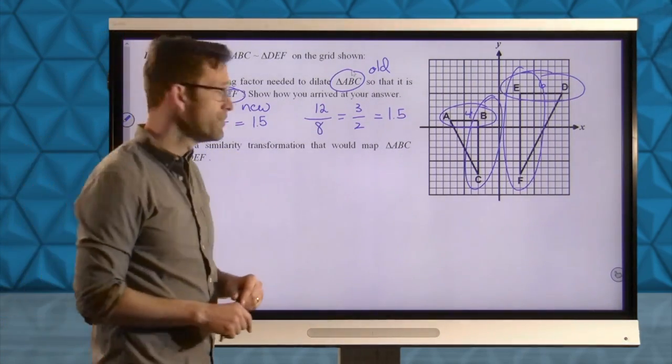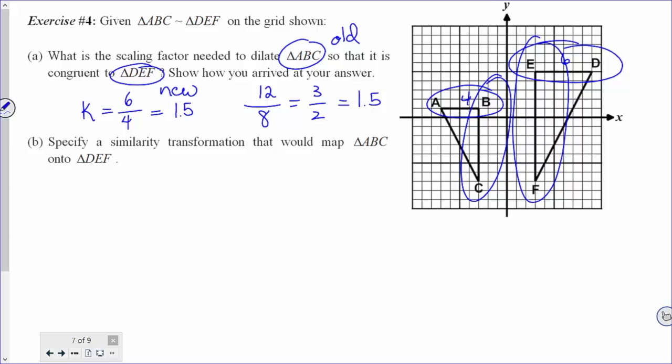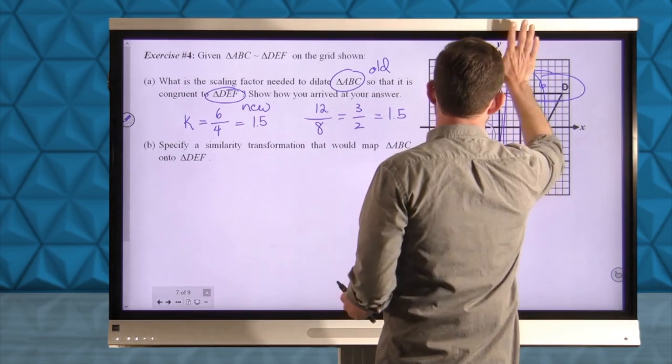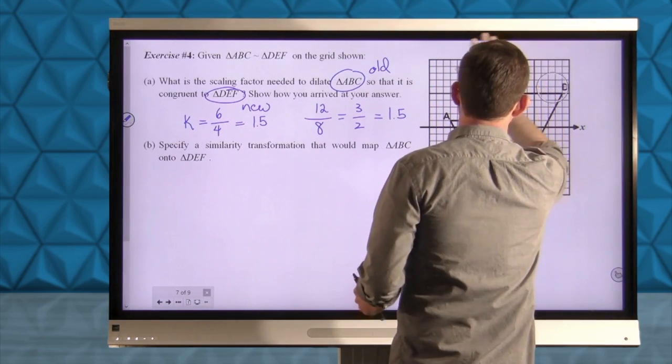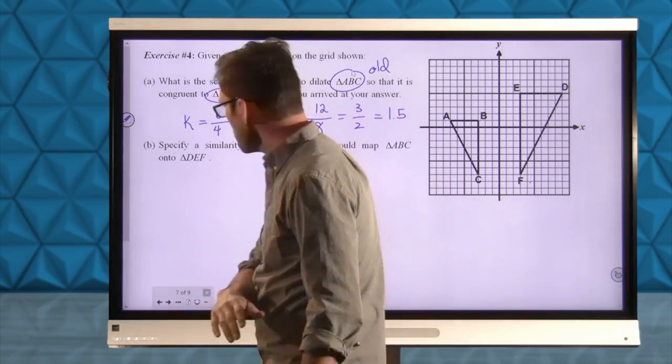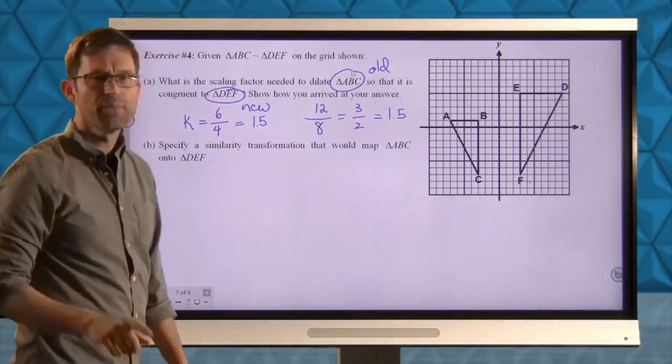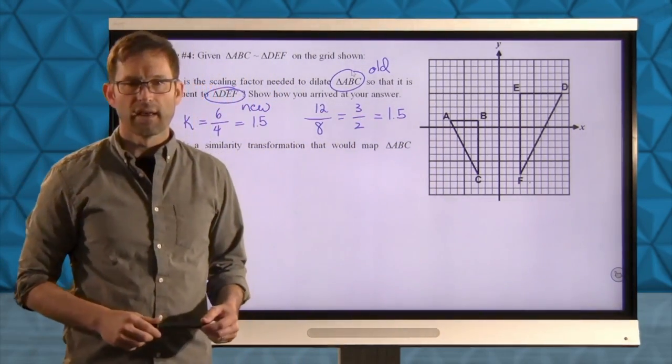Let's take a look at letter B. Specify a similarity transformation that would map ABC onto DEF. All right, well, let me get rid of all this mess so that we can look at this a little bit easier. So now I want that step 1, step 2, step 3 thing. Why don't you go ahead and take a shot at this, okay?